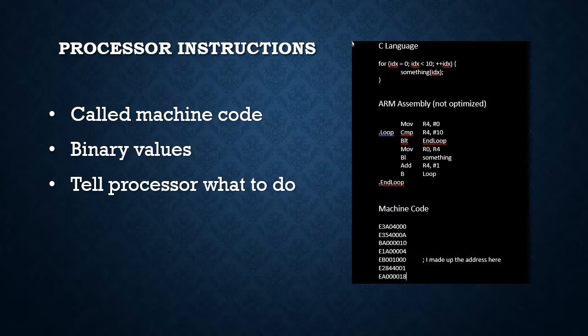I've shown an example of a C language loop that has been translated into assembly code. I then translated the assembly code into machine code. As a side note, this is not optimized code but is written for simplicity.